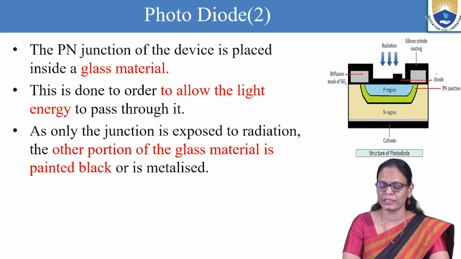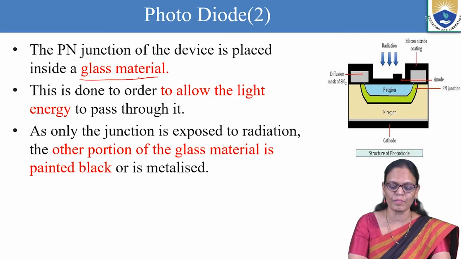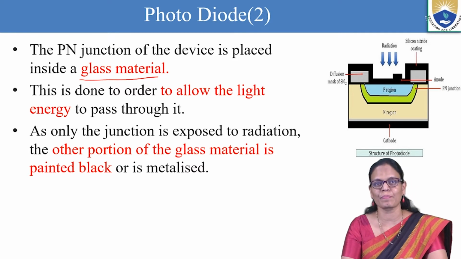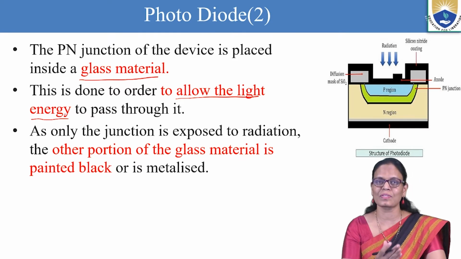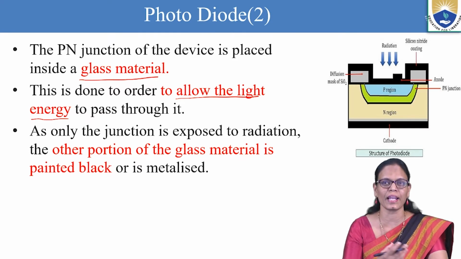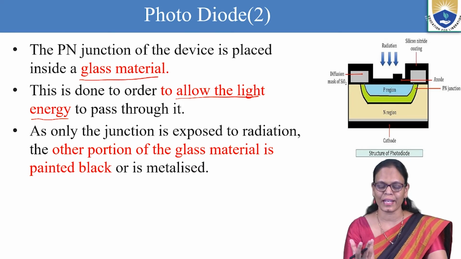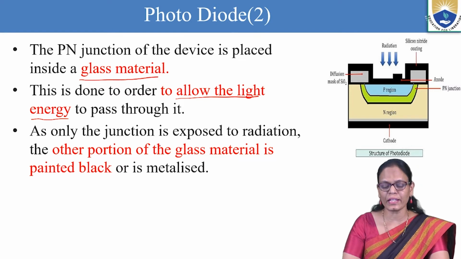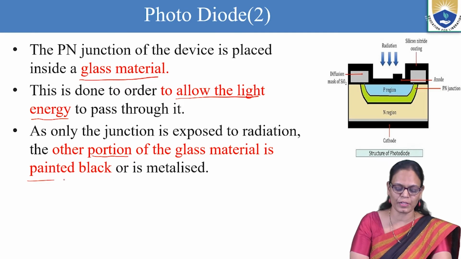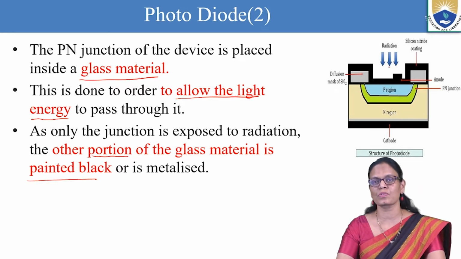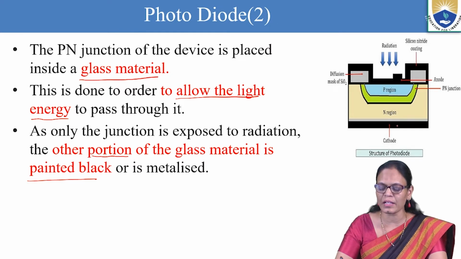Now the entire thing, whatever construction we have seen, is placed inside a glass material. Why we are placing it inside a glass material is to allow the light energy to pass through it. Because glass is transparent and it allows the light to pass through it. So we are placing it in an entire case. As only the junction is exposed to radiation, the other portion of the glass material is painted black. So whatever region is exposed to light is there, but the other region we are painting black.